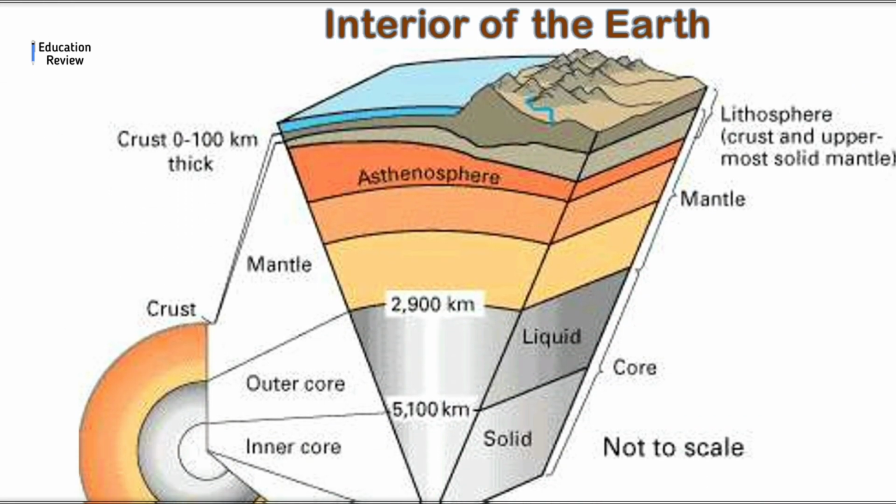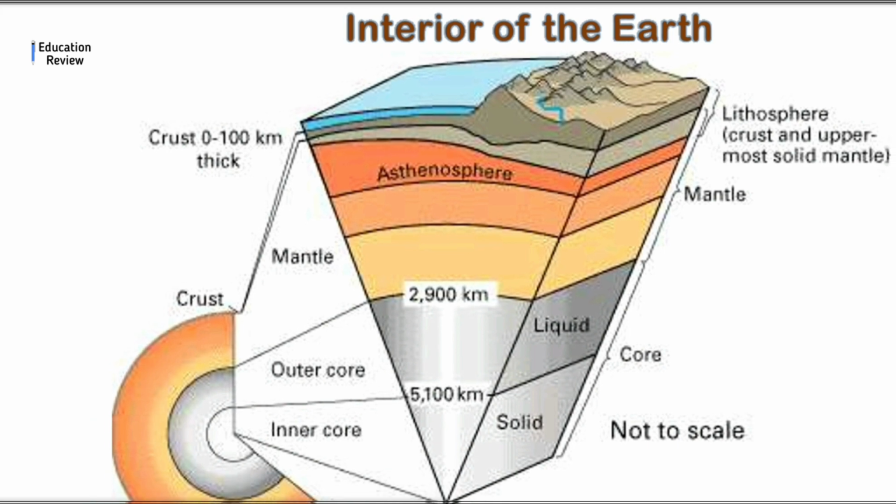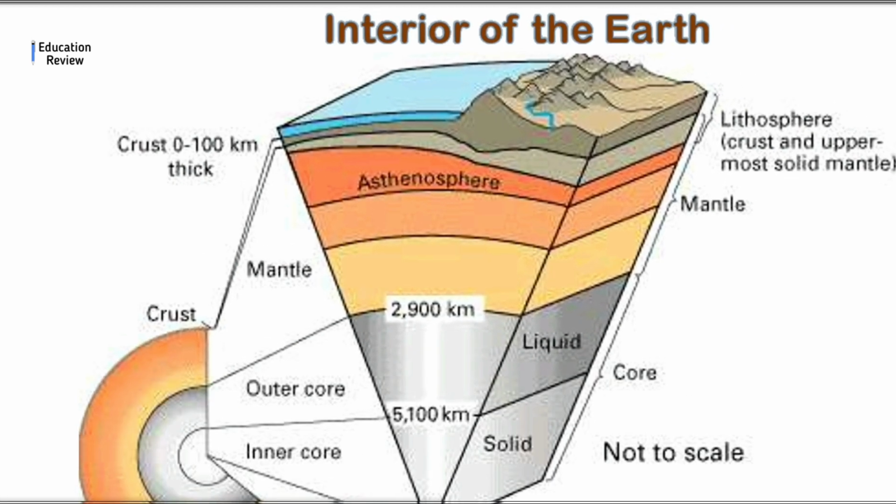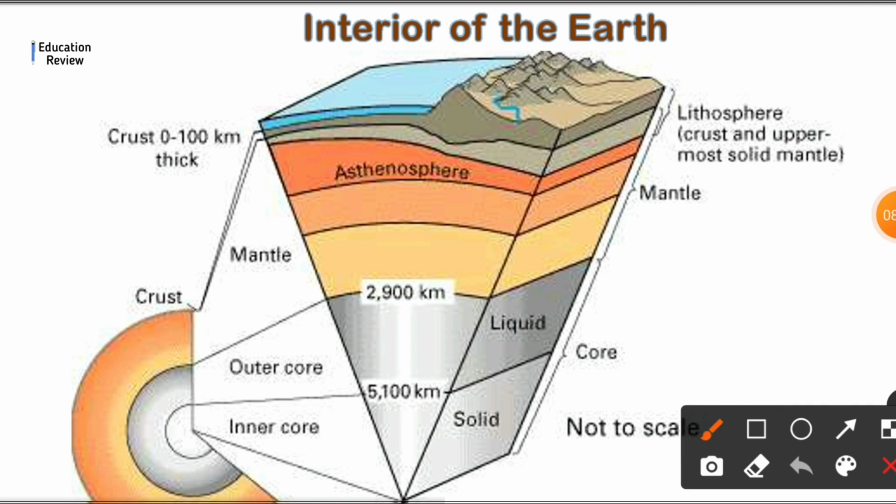Okay, let's go to the next slide. Here we can understand the interior of the earth with its layers. Look at this diagram. This portion is crust, continental crust. We earlier read that the continental crust is up to 50 kilometers. This value is an approximate value.